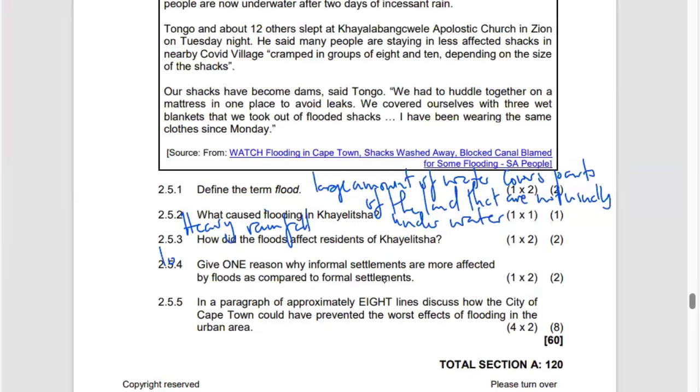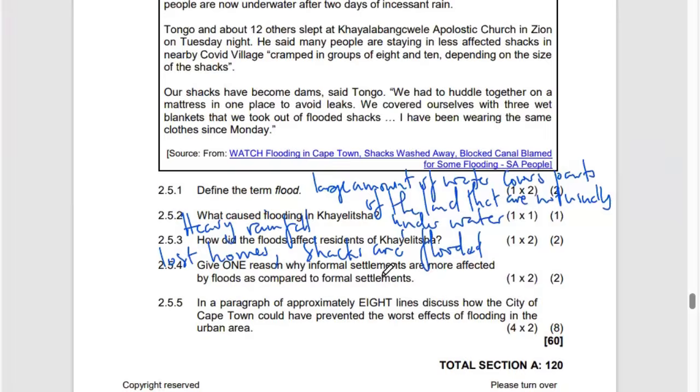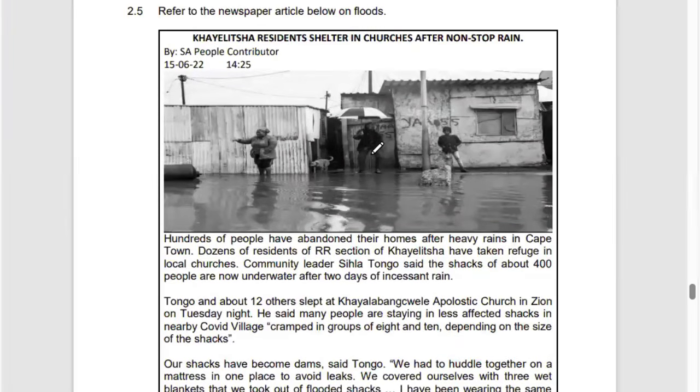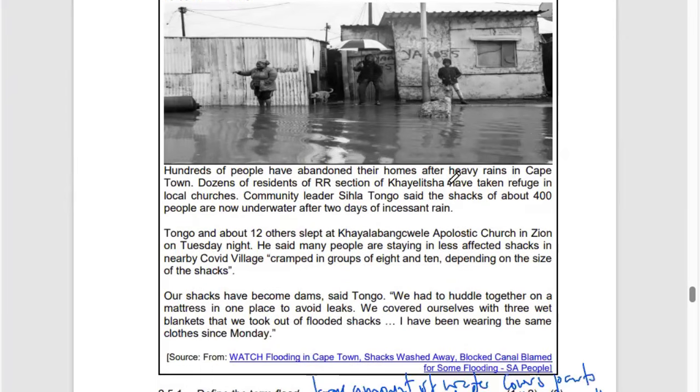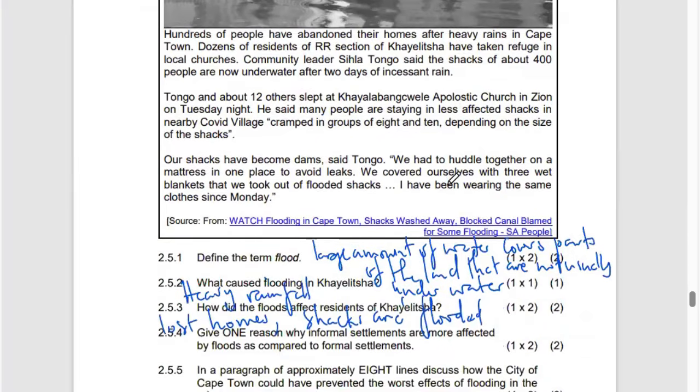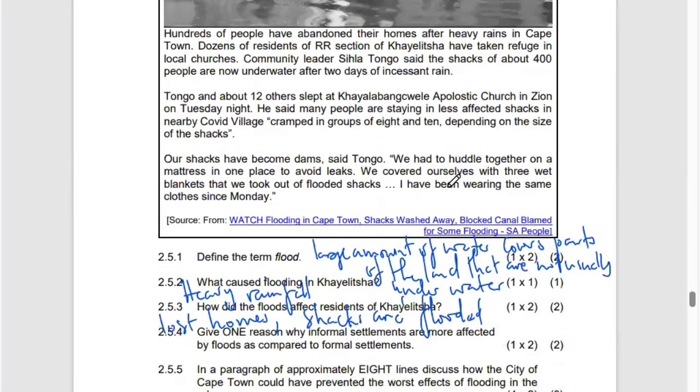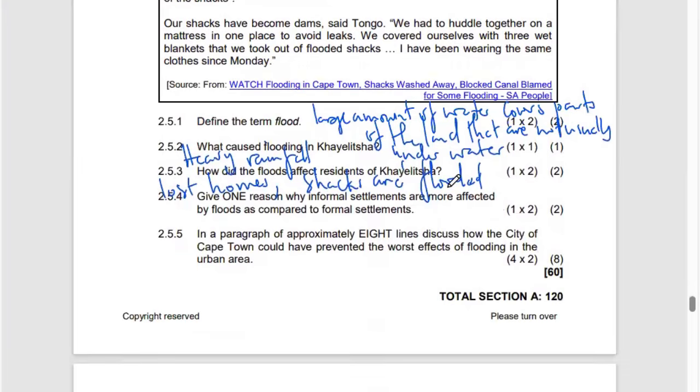Then how did the flood affect residents? Residents, mostly they lost their homes. Homes are washed away in the floods. And also in that instance, the shacks are flooded. We can also relate to belongings in those shacks. You see these guys, they are submerged in water. The shacks are covered, the whole bottom part in water. So they lost their belongings and also lost homes, and also their way of livelihood will be disturbed.